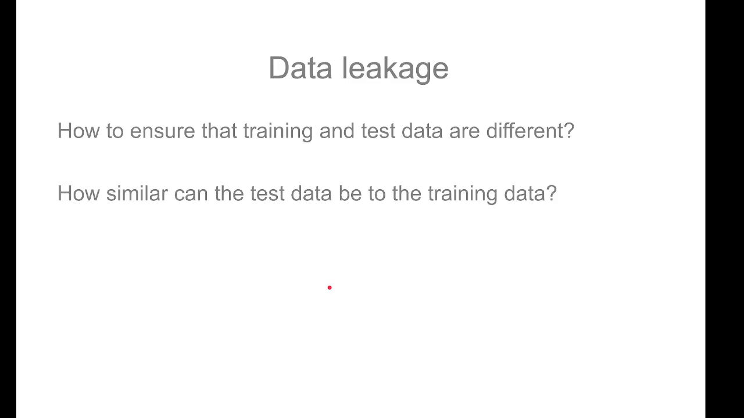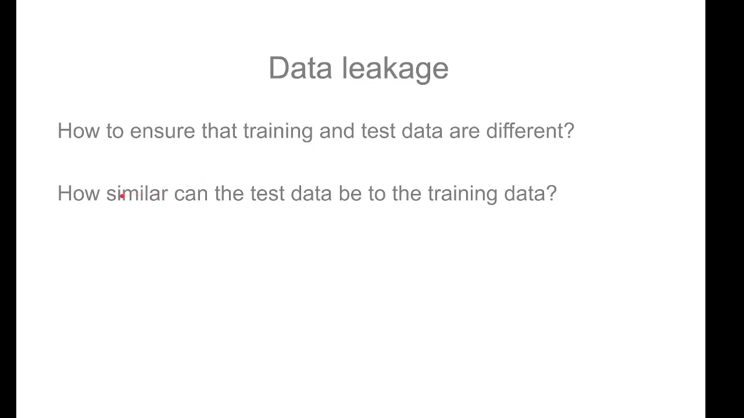And finally, a huge problem in machine learning is so-called data leakage. How do we ensure that the training and test data are really different? It's no surprise that we are good on the test data if the test data may not be identically present in the training data, but there are variants of the test data in the training data that are so close that we're essentially possibly learning by heart what is in the training data.